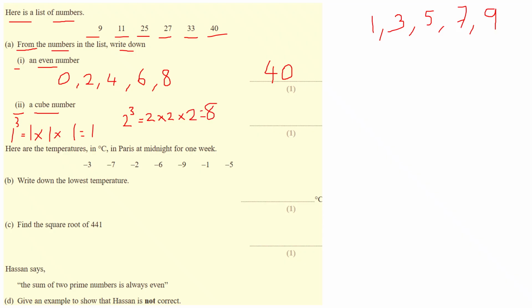Next up, we're going to have 3 cubed, or 3 to the power of 3. Hopefully you're happy, that'll be 3 times 3 times 3, which is 27. That is in our list, it's that option there. So 27 is a cube number.